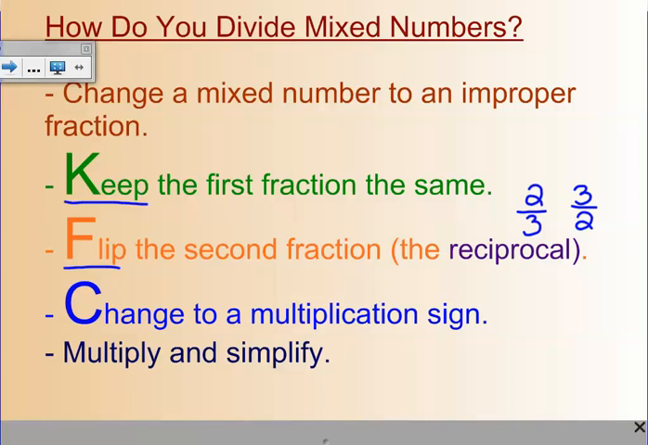So again, I change anything from a mixed number to an improper fraction. I'm going to leave that first fraction alone after I do that. That's the K. Keep it the same. The second fraction I'm going to flip, and then I'm going to change division to multiplication. So that's our KFC step. You always have to make sure you're doing all three pieces. So let's do a quick example.